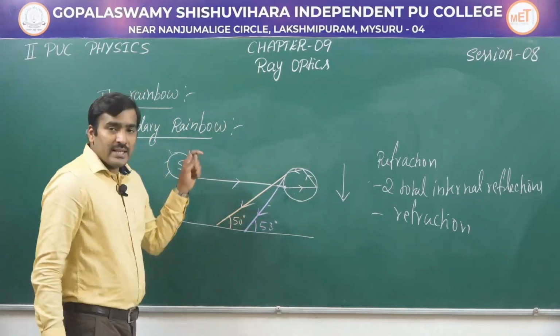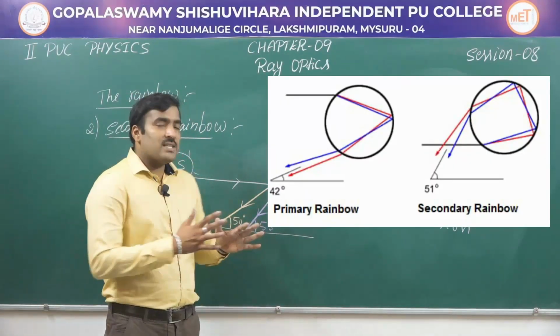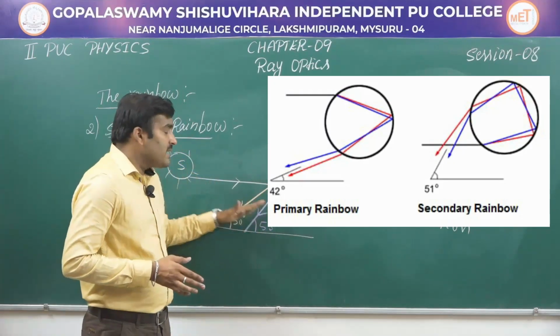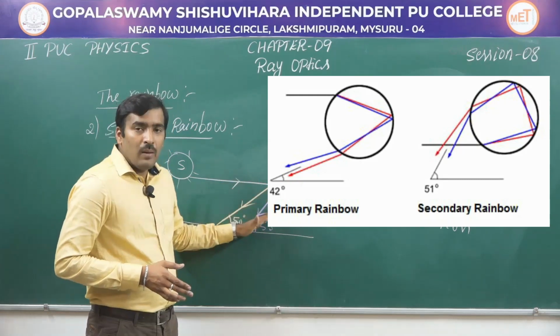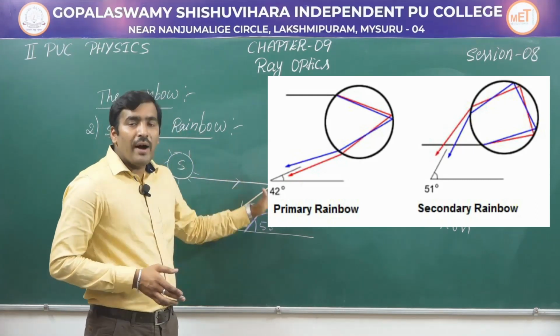So this is how a secondary rainbow is formed. Now what is the difference between the primary rainbow and the secondary rainbow? In case of a primary rainbow, violet color is at the top and red color is at the bottom. But in the secondary rainbow, red color is at the top and violet is at the bottom.